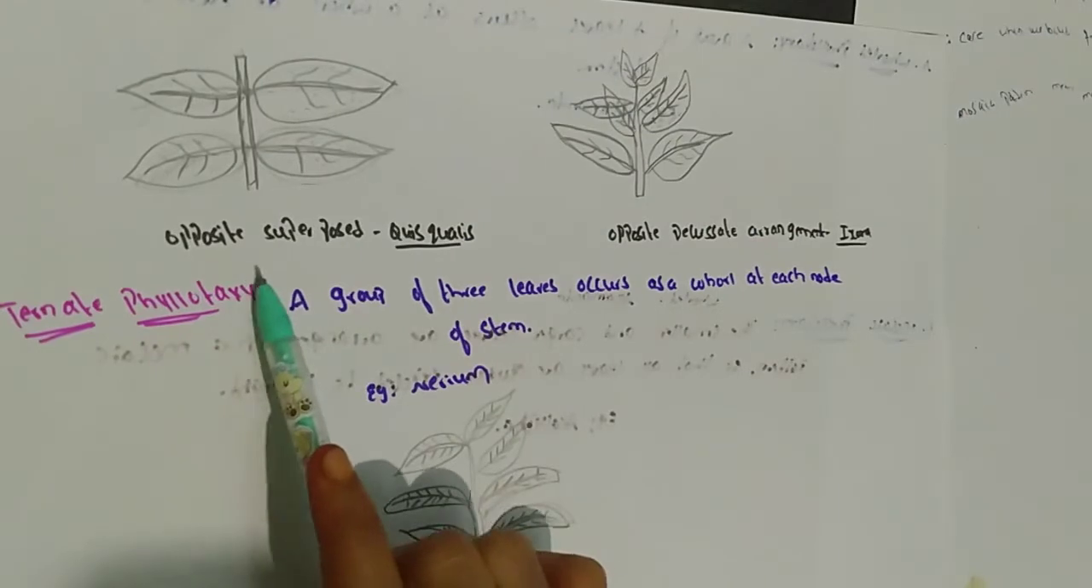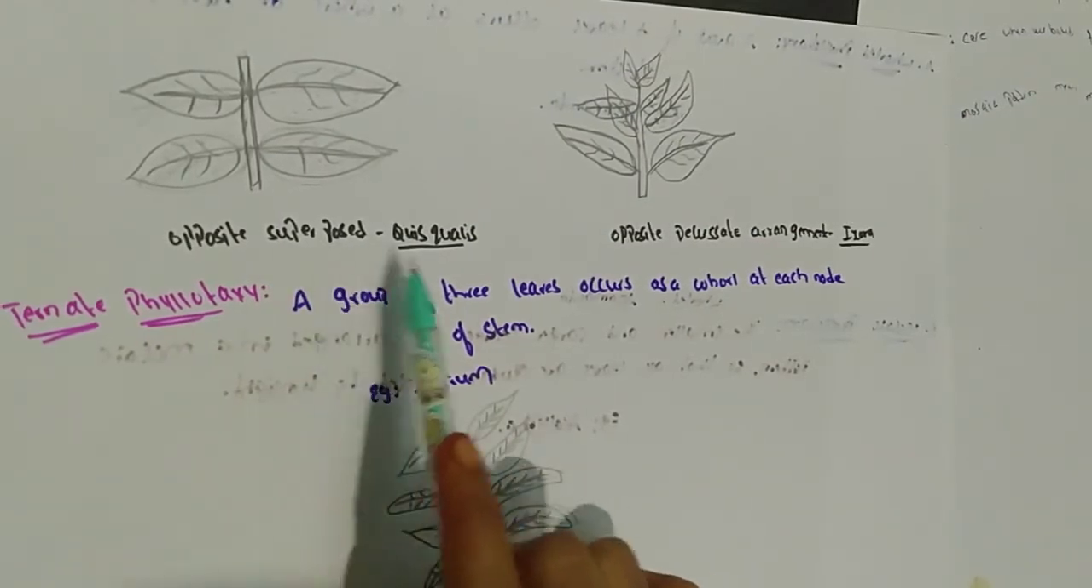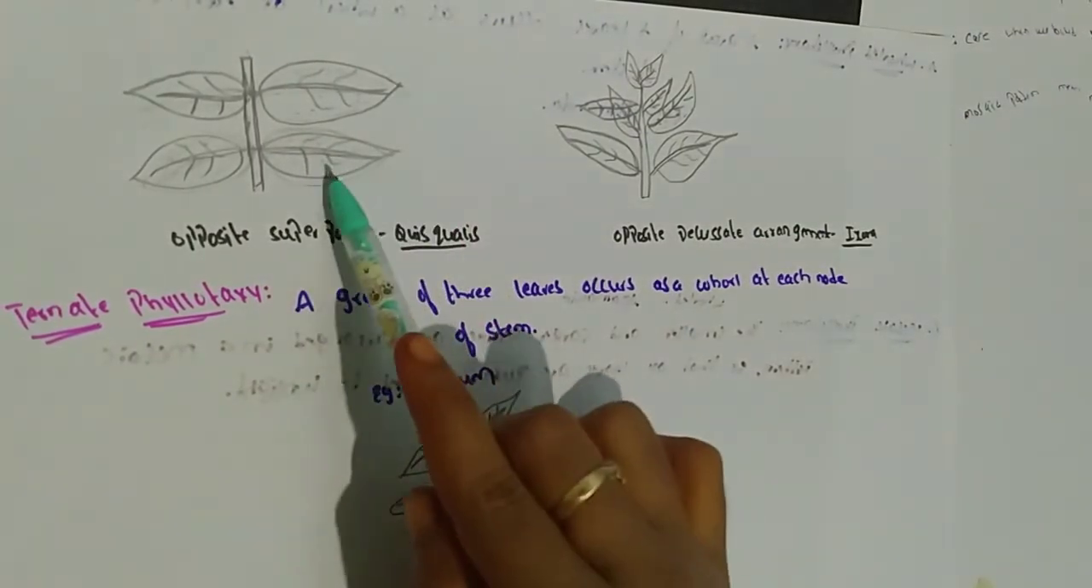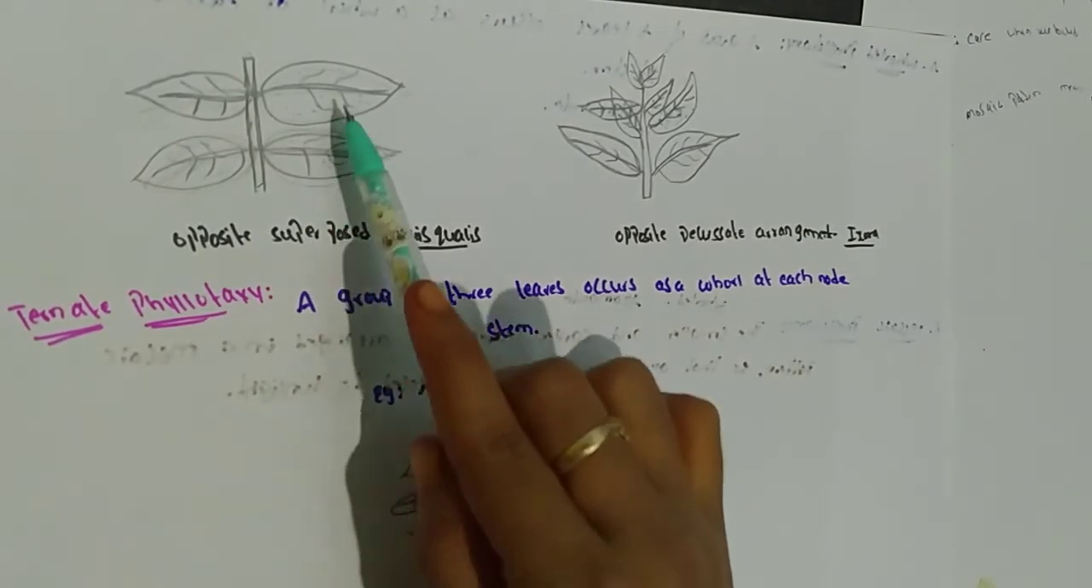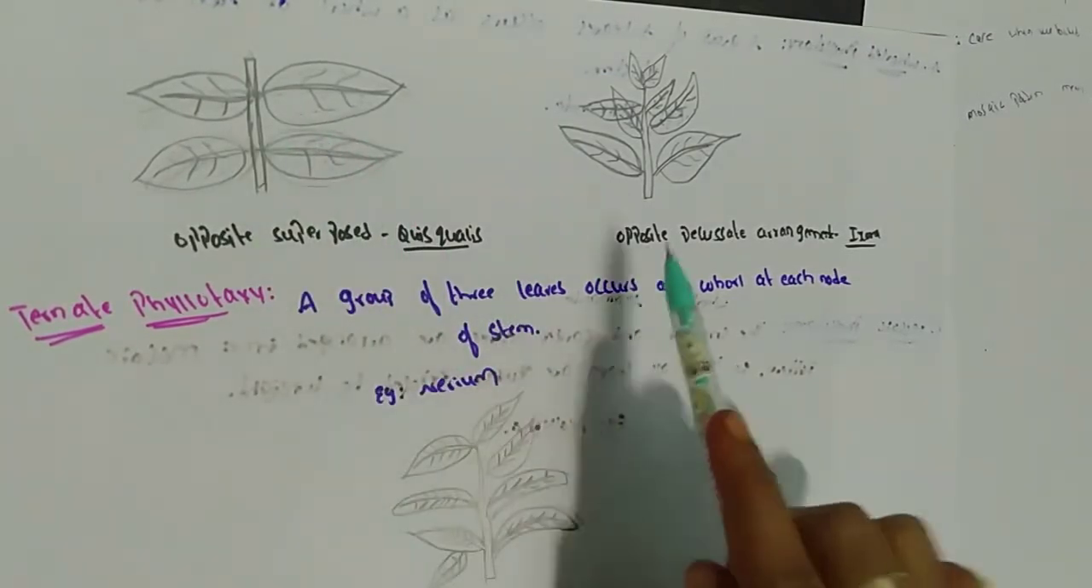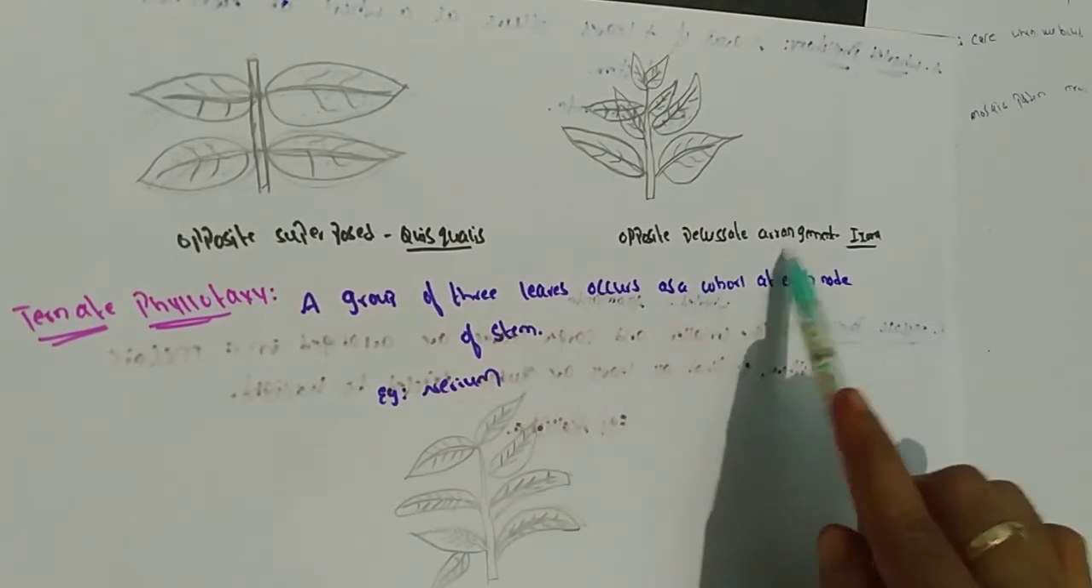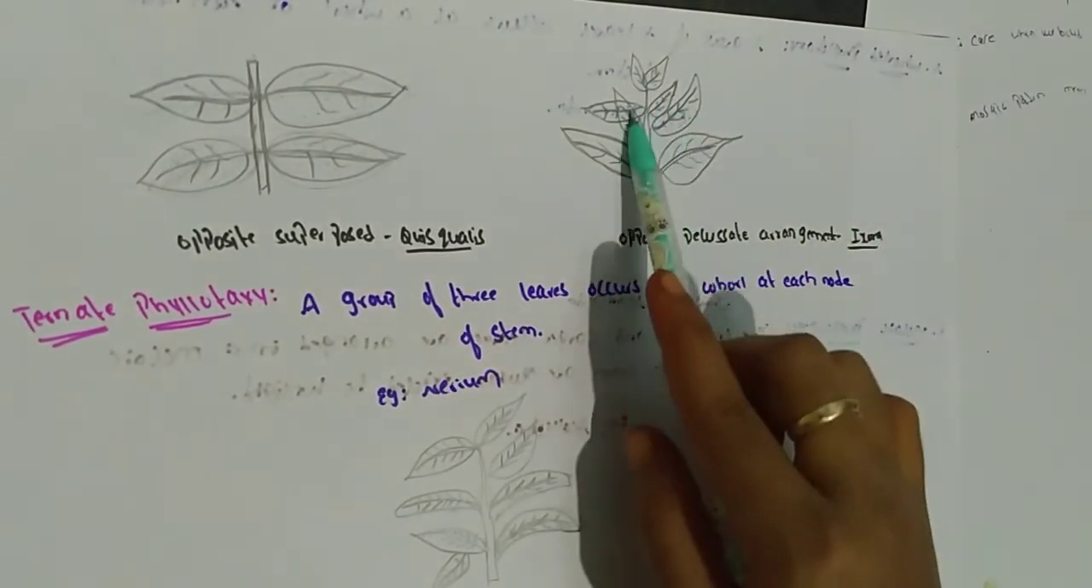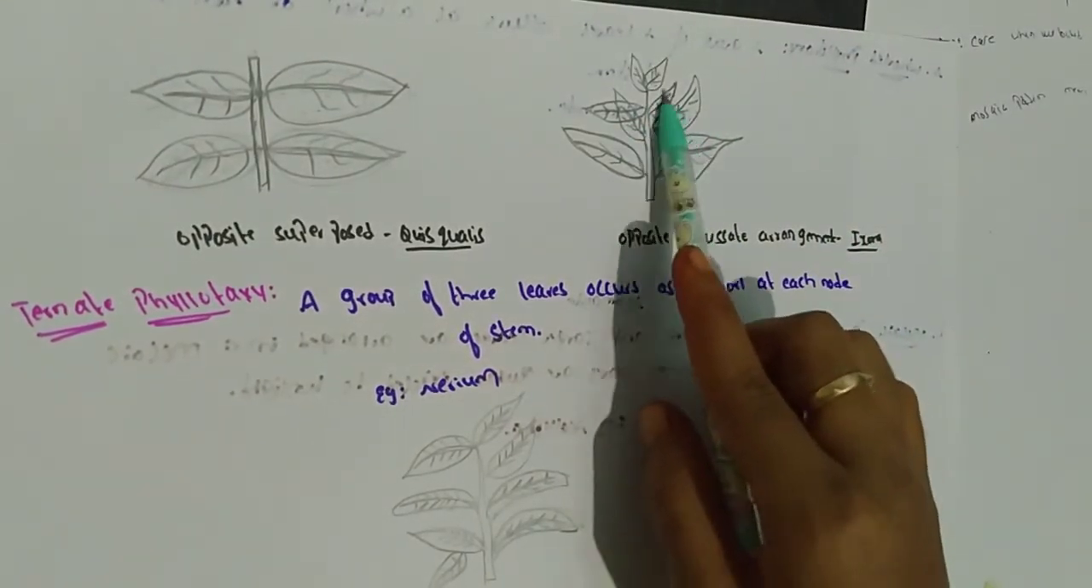So it is opposite superposed phyllotaxy arrangement in Quisqualis. Here, the successive pairs stand one above another in an opposite manner. It is opposite decussate arrangement in Ixora. Here, the leaves are arranged in 4 vertical rows.